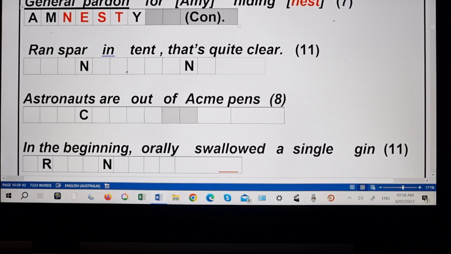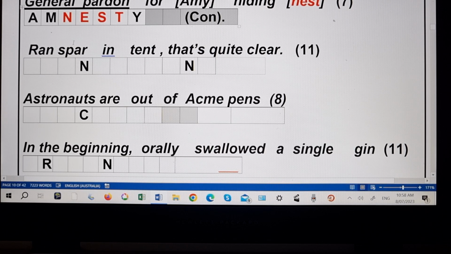Next one. Ren spar intent. That's quite clear. Ren spar intent. Okay, 11 spaces with a double N. Okay, away you go. See if you can do it. Then come back. Just hit the pause. Okay, I'll be back.